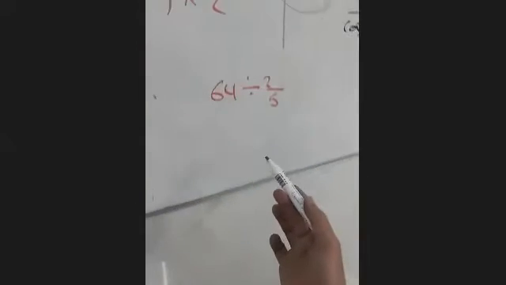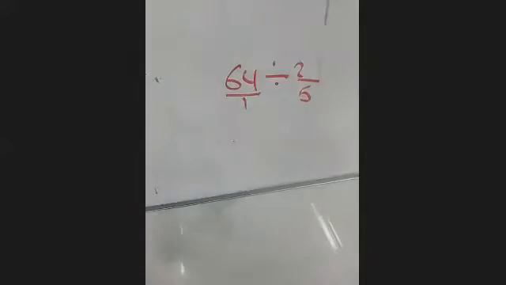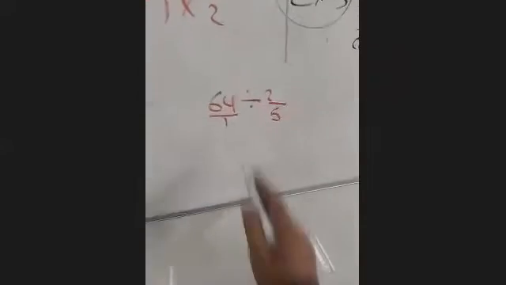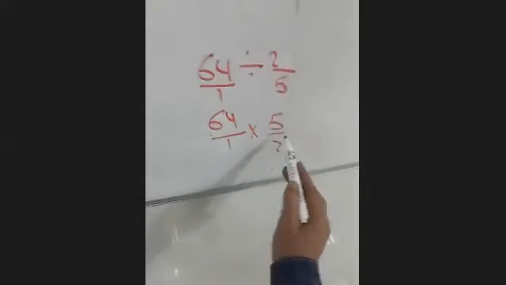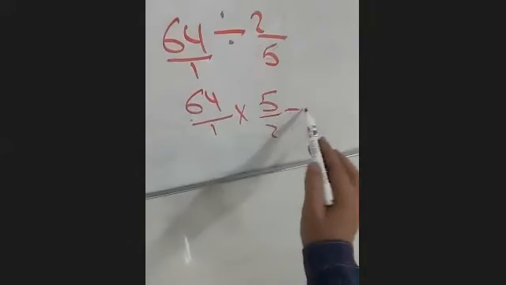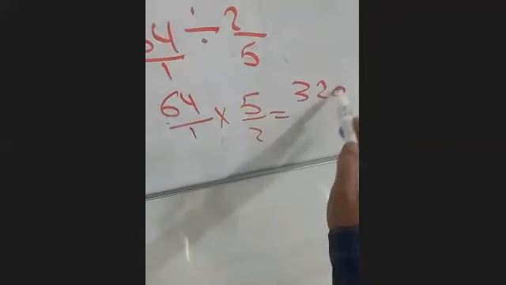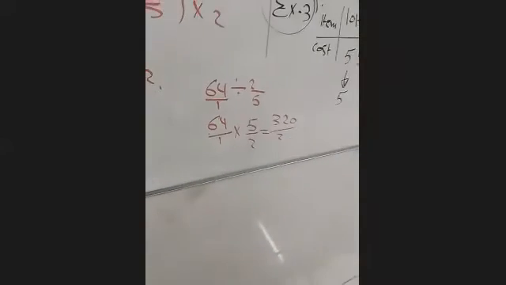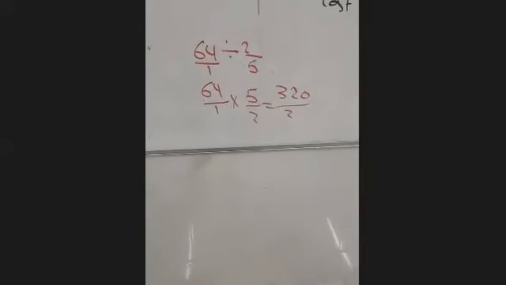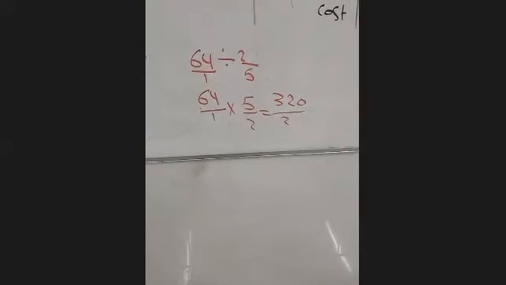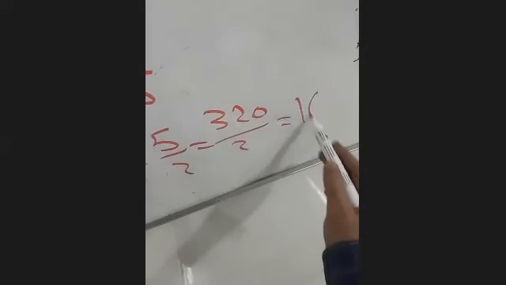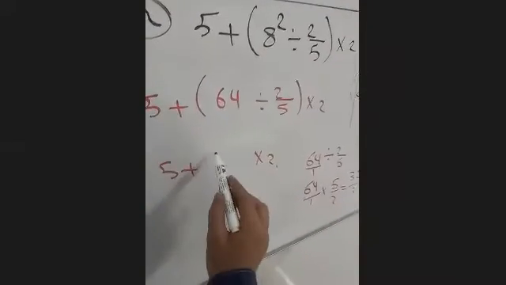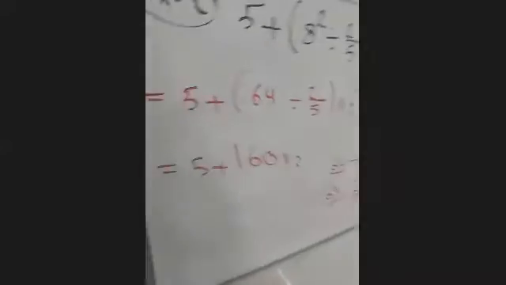Now, in the previous chapters, we did division of fractions, remember? Yes. Now, 64 over 1 multiply 5 over 2, as Ahmed said. We did that a lot. So this is equal to 320 divided by 2, which equals 160. 320 divided by 2 is 160. We know that by long division. So in the place of the bracket, the answer is 160.